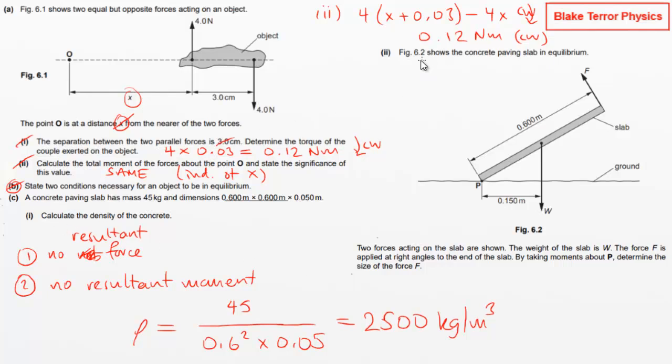Right, now we've got figure 6.2 shows the concrete paving slab in equilibrium. Okay. So it's being held up at one end. 2 forces acting on the slab are shown. So they haven't said anything about P. That's going to be where we're going to want to take moments. The weight of the slab is W, which is 45g. And the force F is applied at right angles, great, to the end of the slab. By taking moments about P, determine the size of force F.